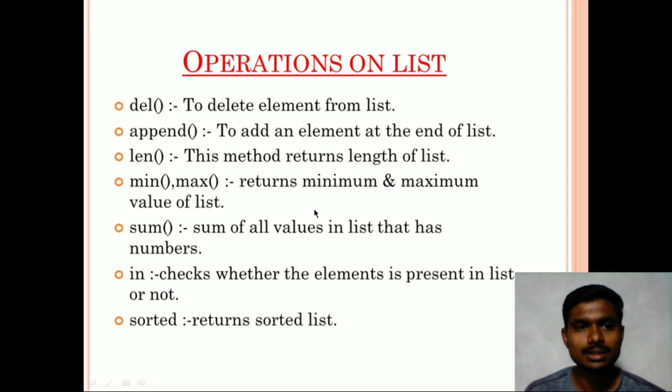Operations on list. The del operation is used to delete an element from a list. Append is used to add an element at the end of the list. Note this point, at the end of the list. Len is a method which is used to return the length of our list. Min and max return the minimum and maximum value of our list. Sum gives the sum of all values in a list that has numbers. In checks whether the element is present in the list or not, and sorted returns the sorted list. So we will perform these operations practically and see what the output comes.